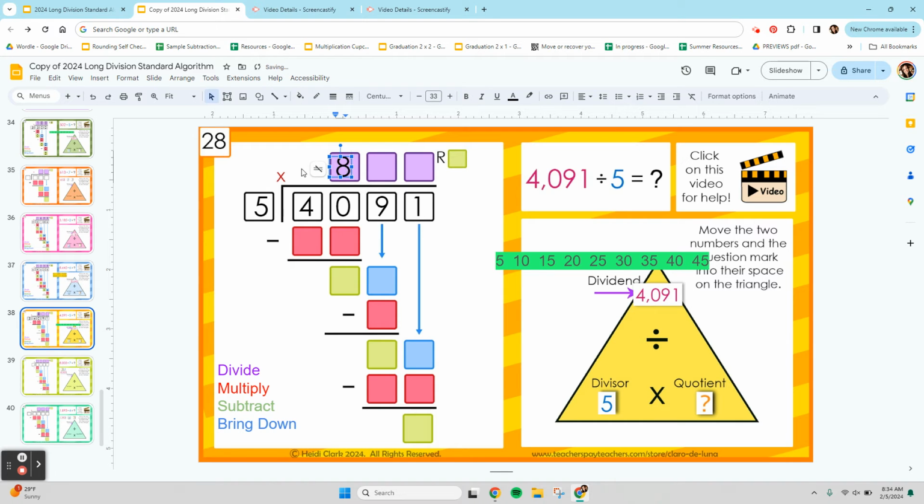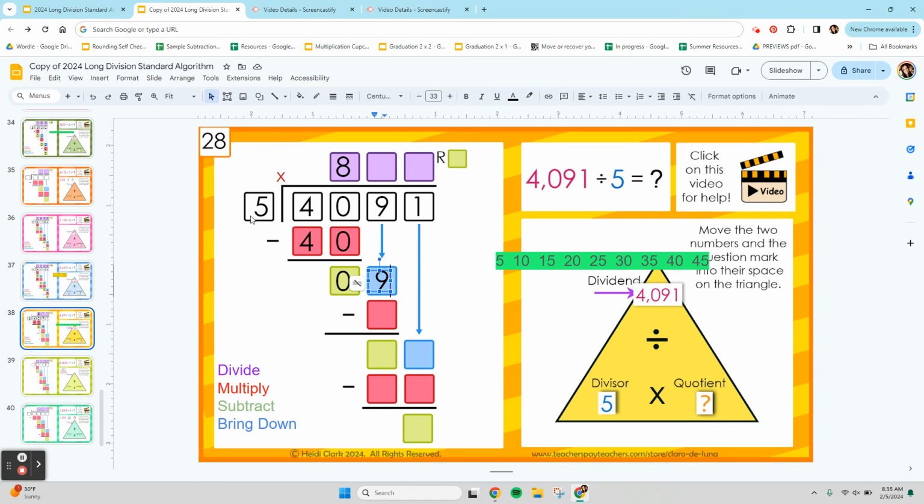Great. Next step is to multiply: 8 times 5 is 40. We already knew that because we just did it, right? Now we subtract to see if there's anything left over. In this case, since 5 went into 40 perfectly, there was nothing left over, but a lot of times there is, so it's always an important step to do. Next, you're going to bring down your 9, and I'd like you to go ahead and try the next step on your own.